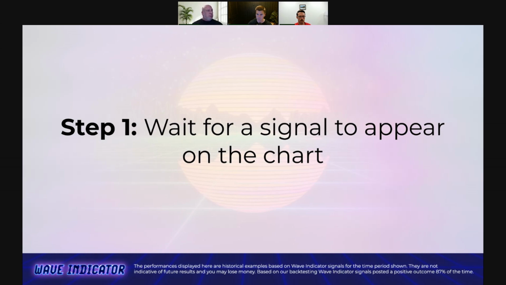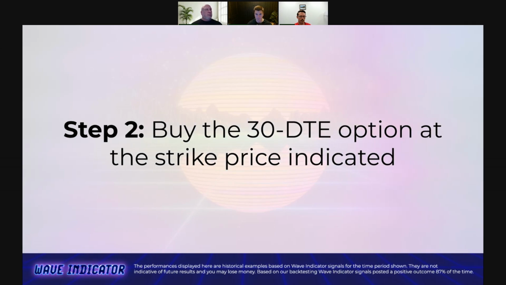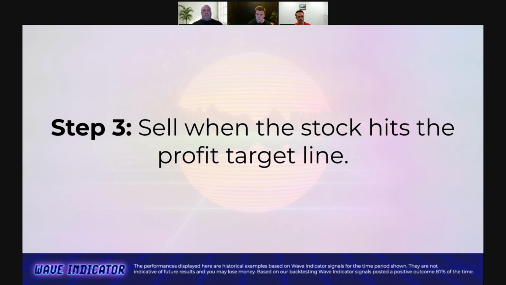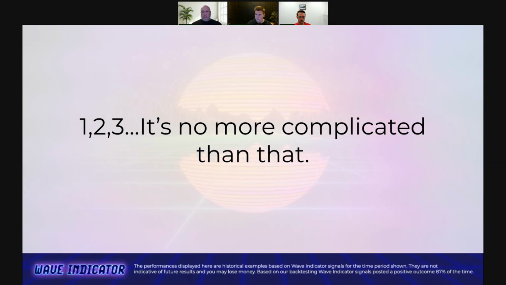Step 1 is wait for a signal to appear on the chart. Step 2, you buy the 30-day out option, 30 days to expiration, at the strike price indicated. Step 3, you sell when the stock hits the profit target line. So it's no more complicated than 1, 2, 3.